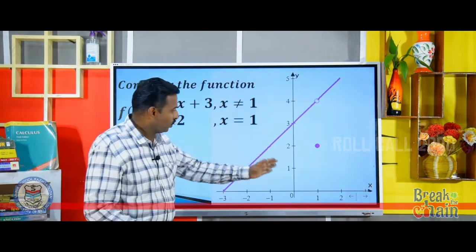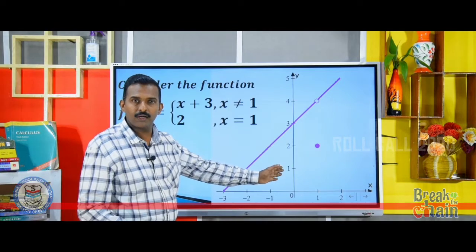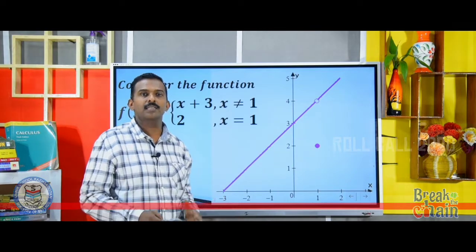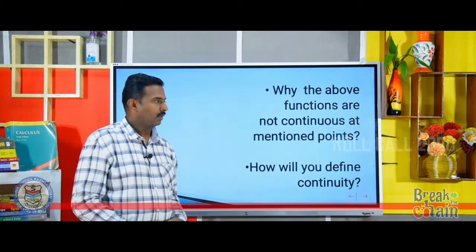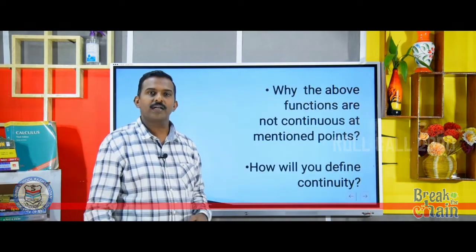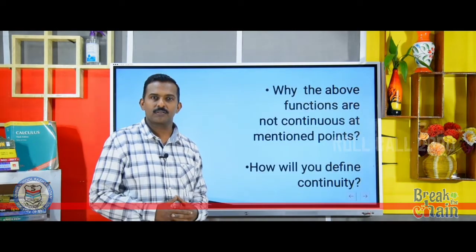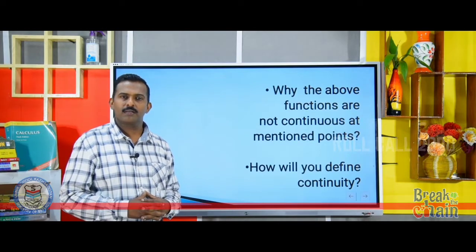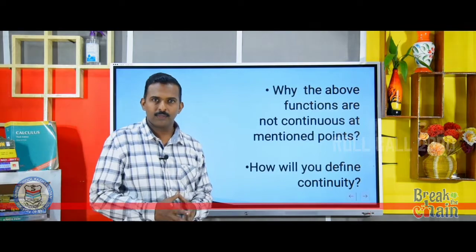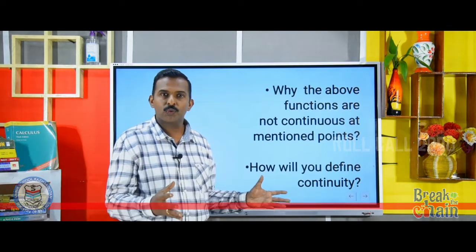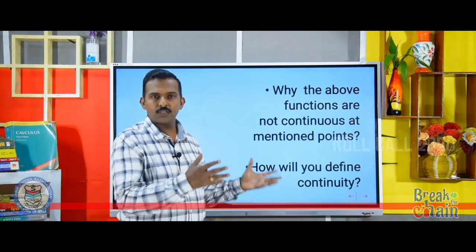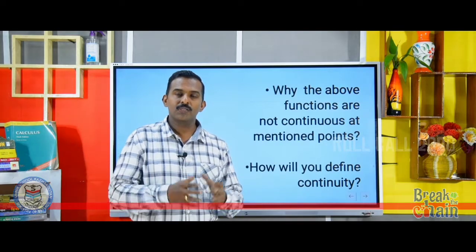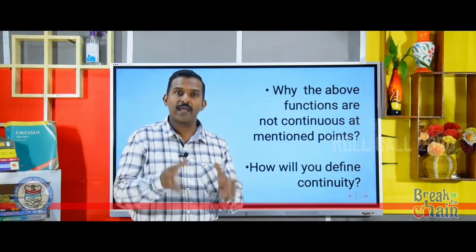Third function not continuous again at x equal to 1. Again x equal to 1 is a point of discontinuity. Why are these functions not continuous at the different points mentioned? How will you define continuity of a function at a point? Now, as we started with the figure which could be drawn continuously, all these functions are not continuous because the graph breaks at a point.